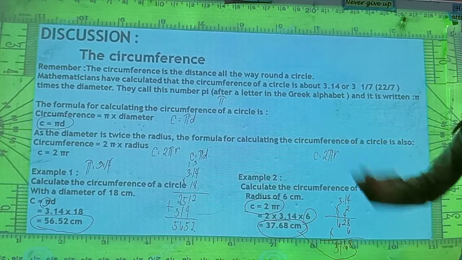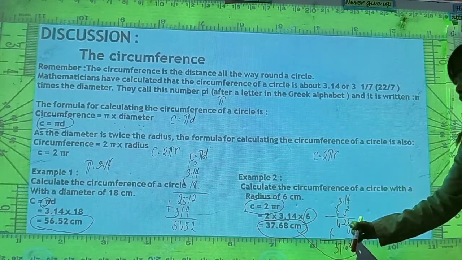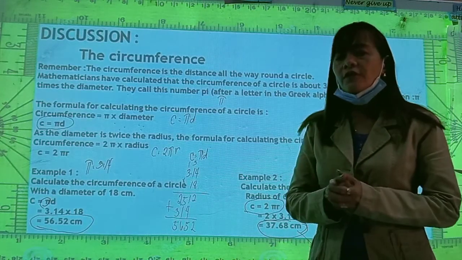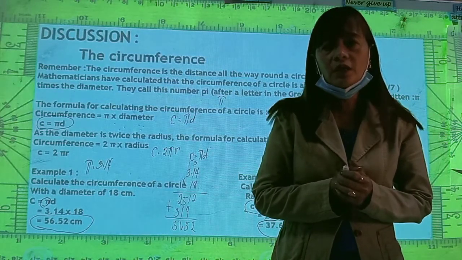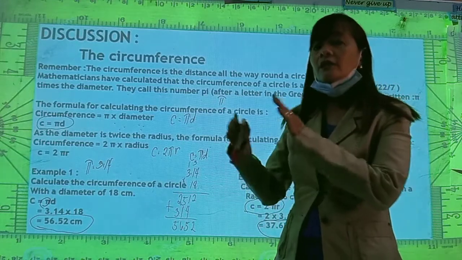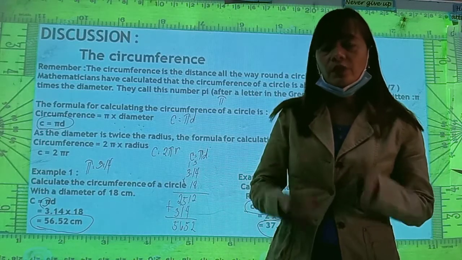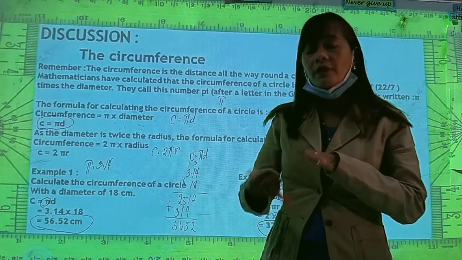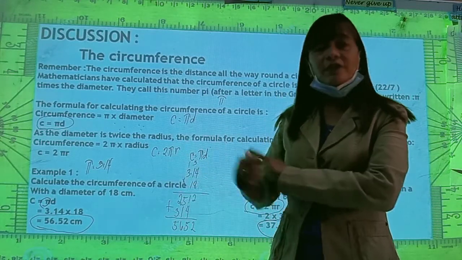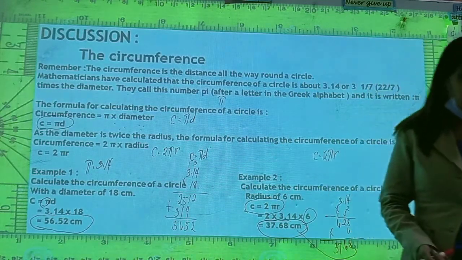Again, class, this is how you are going to calculate the circumference when the given is the diameter, and if what is given is the radius, you are going to use this formula. Again, grade 6, what is the formula if the given is the diameter? Circumference is equal to pi times diameter. How about if they ask the radius? Circumference is equal to 2 times pi times the radius. Can you understand that, class? Okay, so this is how we are going to answer our activity.